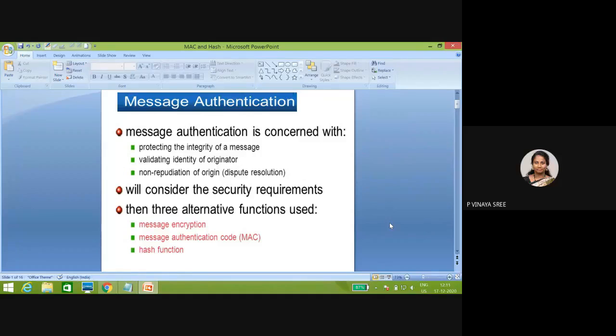Good afternoon to all. Today we will discuss message authentication code. Before starting this concept, let me revise the previous topic.